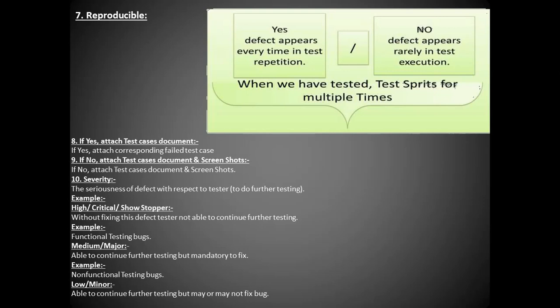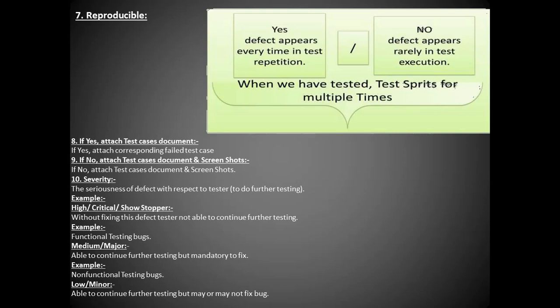Next one is reproducible. Next, attaching the test cases document, and if there are no attachments, the number of attachments of test cases and screenshots. Then severity, the seriousness of the defect with respect to the tester: high or critical or showstopper. Without fixing this defect, testers are not able to continue further testing.